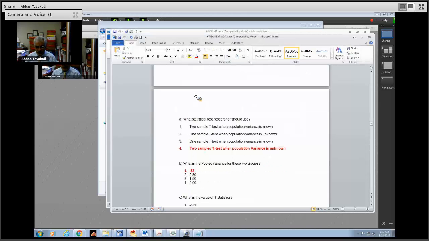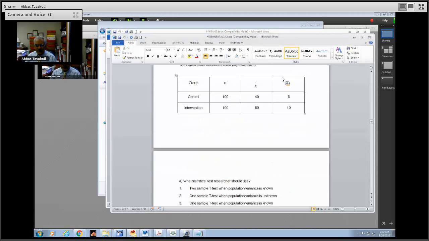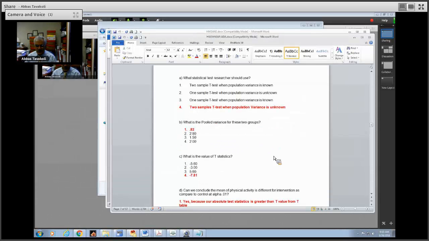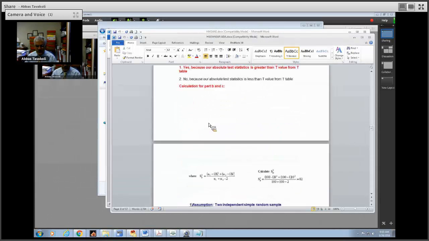You can conclude the alternative. Question 5, we have physical activity, and this is the information we have for each sample.